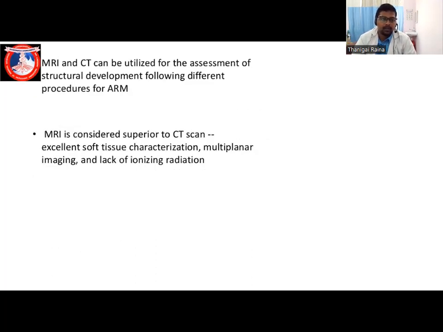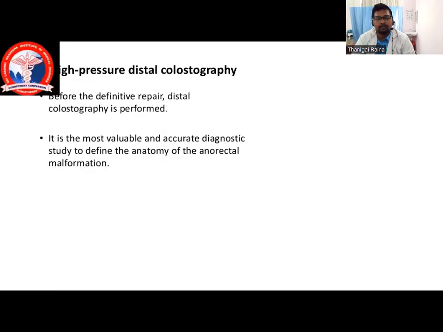MRI and CT can be utilized for the assessment of structural development following different procedures of ARM. MRI is considered superior to CT because MRI has excellent soft tissue characterization and multiplanar imaging, and lacks ionizing radiation. These are the advantages of MRI over CT in ARM.